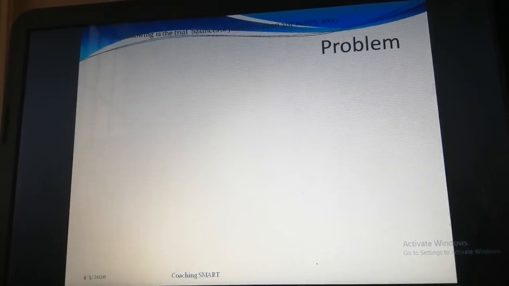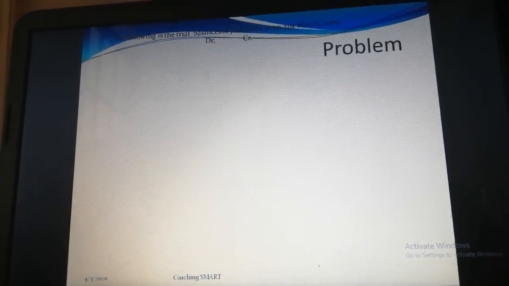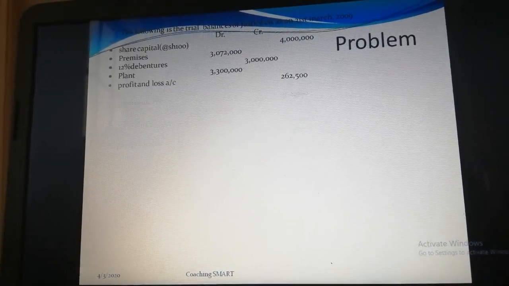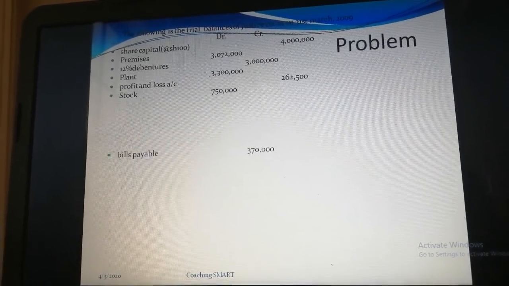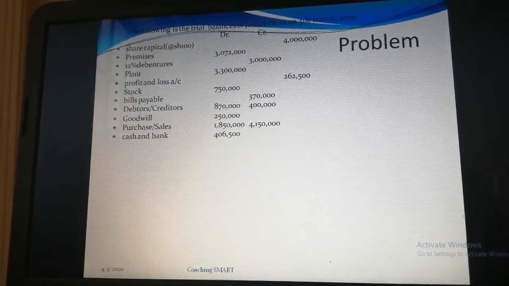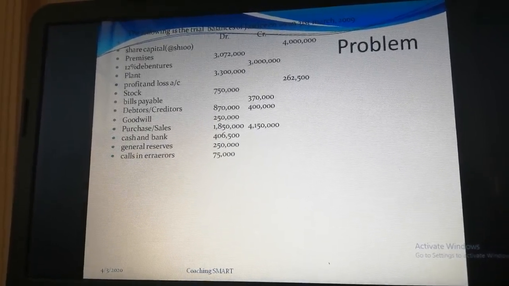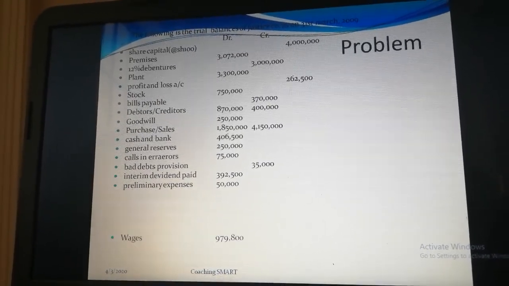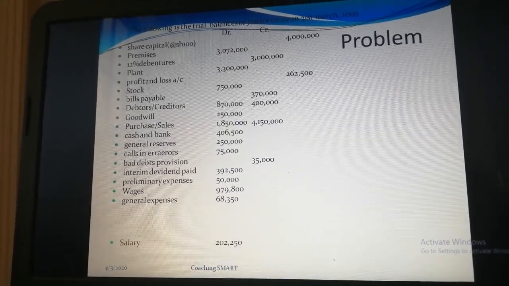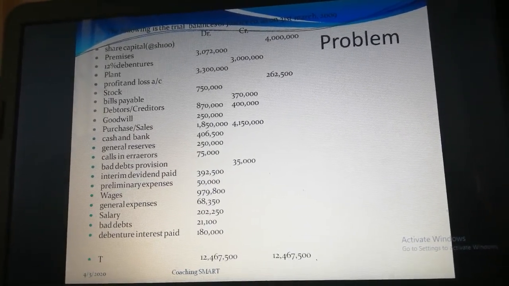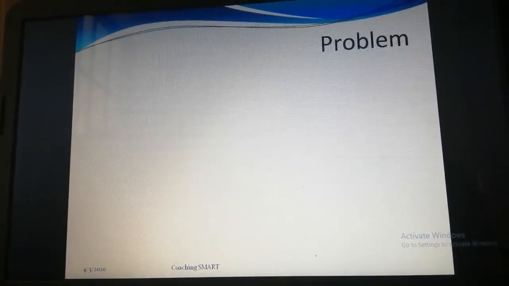The following is the trial balance of Justice Company, 31st March 2009. We have the share capital, premises, 12% debentures, profit and loss account, stock, bills payable, debtors and creditors, goodwill, purchases and sales, cash and bank, general reserve, calls in arrears, bad debts, provision, interim dividends, preliminary expenses, wages, general expenses, salaries, bad debts, debenture interest paid. Now this is the question.